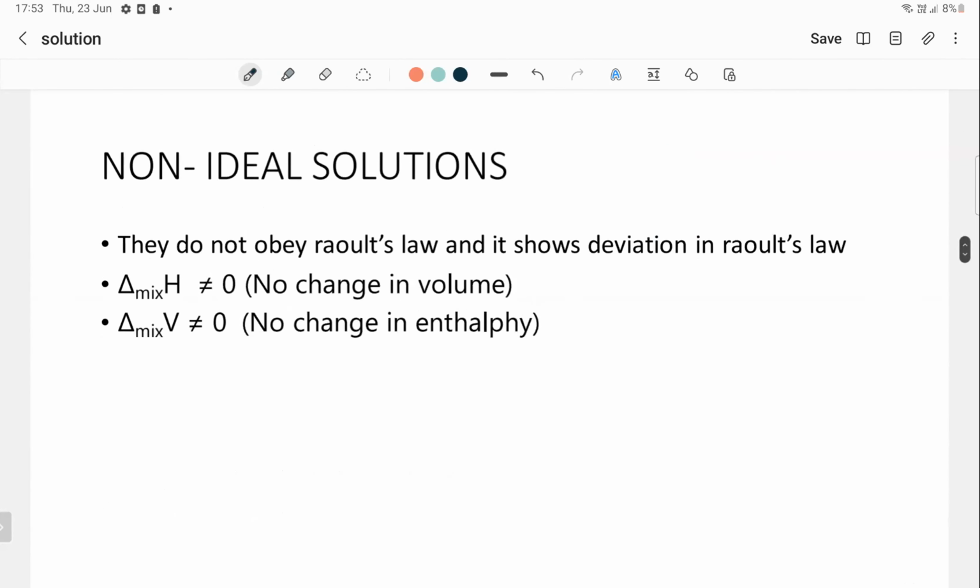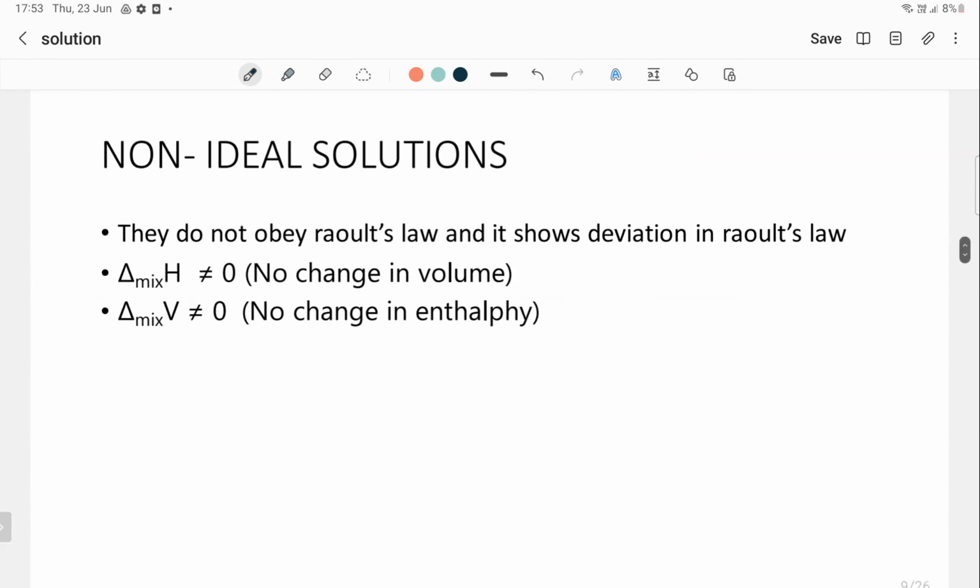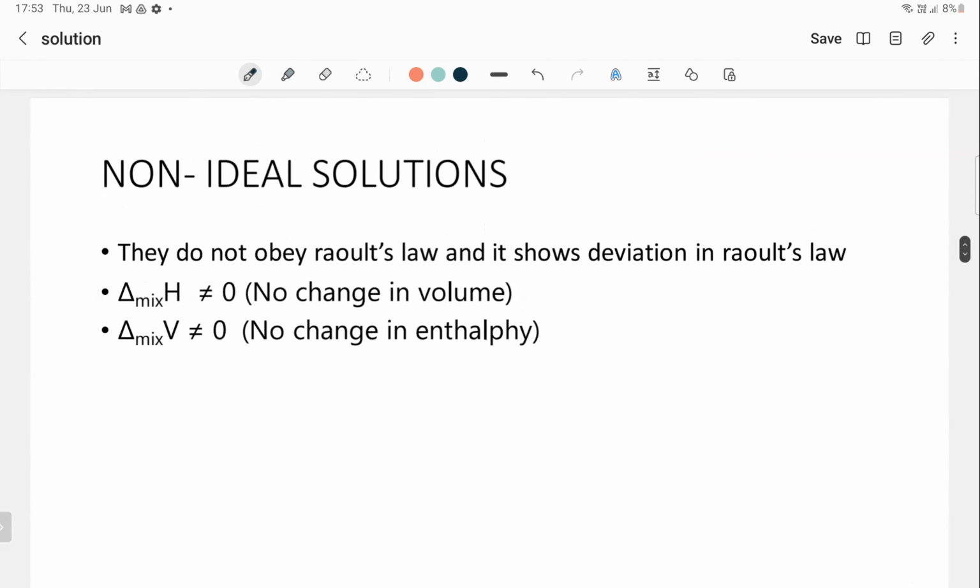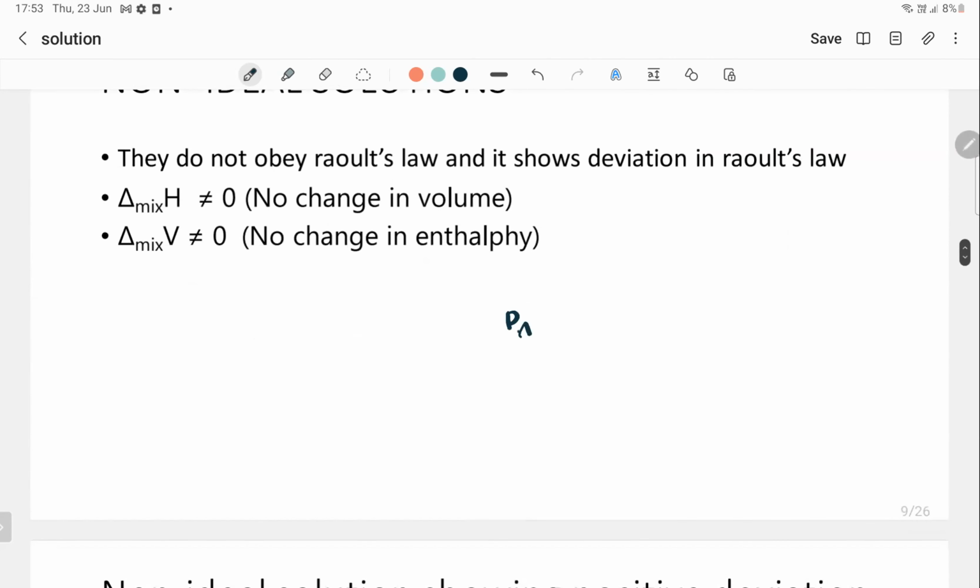Next one is non-ideal solutions. Ideal solutions obey Raoult's law. Non-ideal solutions do not obey Raoult's law, which means we will definitely see a deviation from Raoult's law. You can see the deviation will be of this type. PA, PB will be coming like this. Correct?